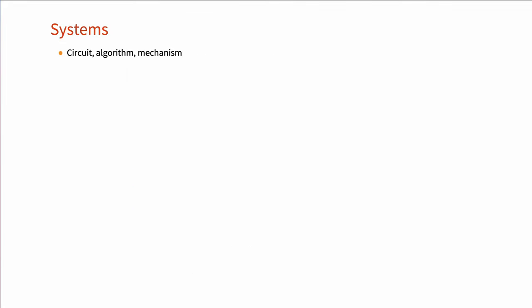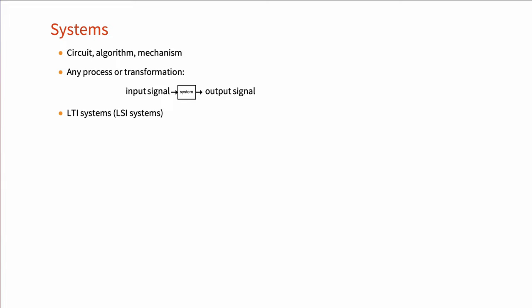A system is any circuit or algorithm, mechanism, basically any process that transforms some input signal into an output signal. In this course, we'll focus on an important category of systems called linear time-invariant systems, or LTI systems, in continuous time, or in discrete time, LSI, or linear shift-invariant systems.